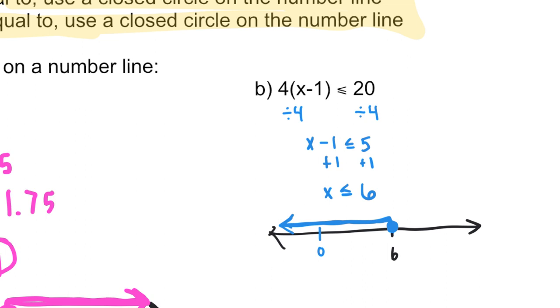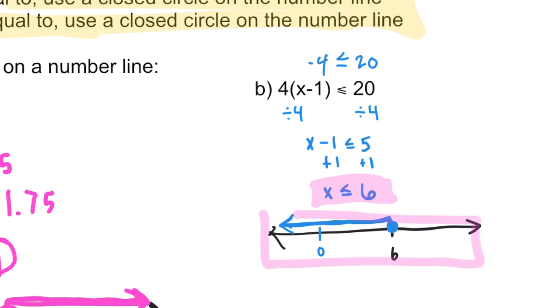0 minus 1 is negative 1. 4 times negative 1 is negative 4. Negative 4 is less than or equal to 20. So once again, our solution is this inequality and the number line as well.